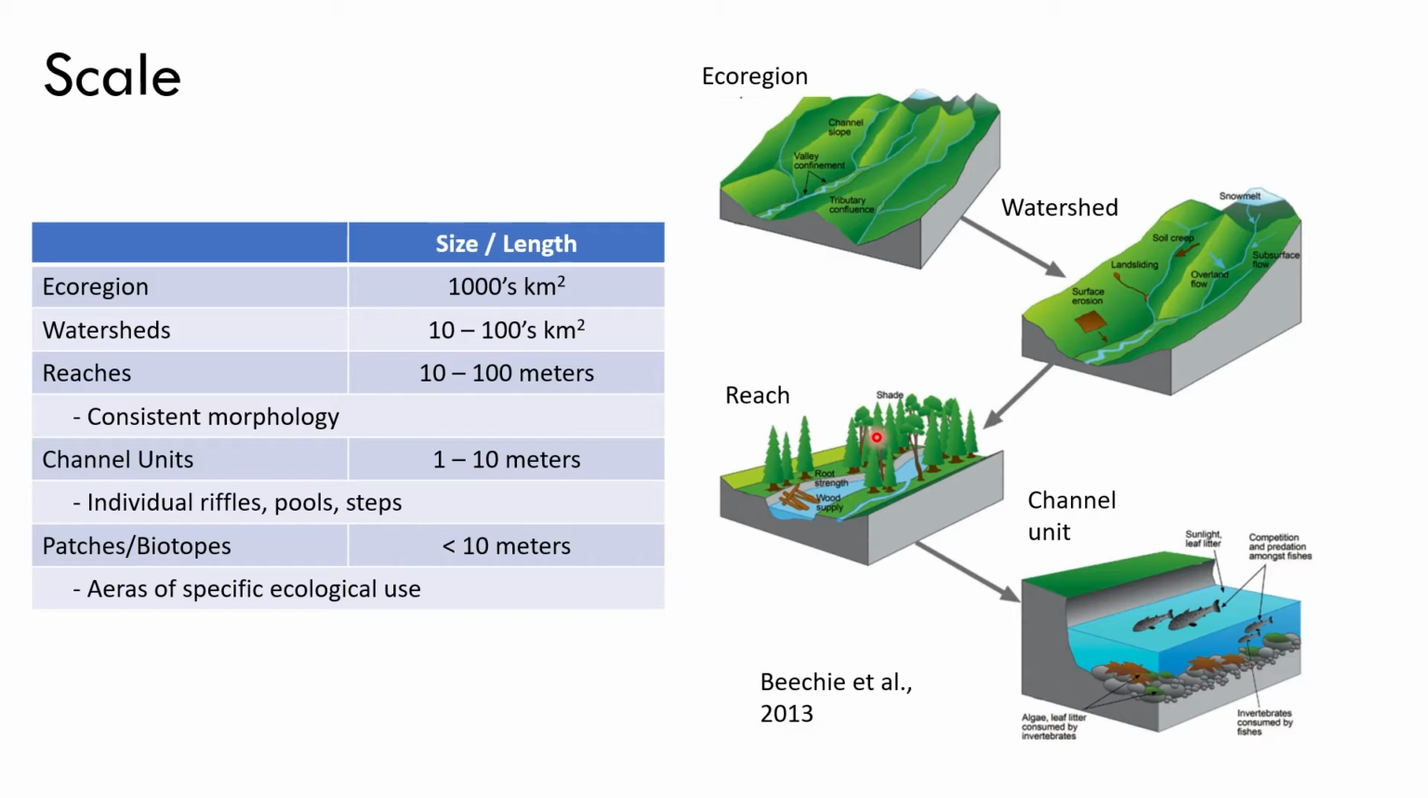Okay, but then we can go down even a little bit further than that, and we'll talk about this as we go, but there is a smaller unit than a channel unit, and these are generally what we call patches or biotopes. And so even within a channel unit, so within a pool, there are different areas in a pool that have specific ecological use.